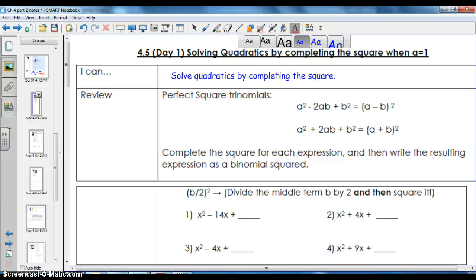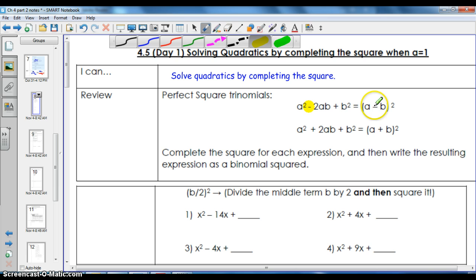In this lesson 4.5 day 1, we are going to learn how to complete the square in order to solve quadratics. So the first step is just to make sure that you know how to identify perfect square trinomials. Remember, we look for the perfect square at the beginning, the perfect square at the end, and we take the square root of both, and we keep the same sign of that first sign.